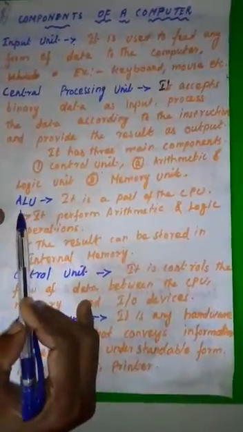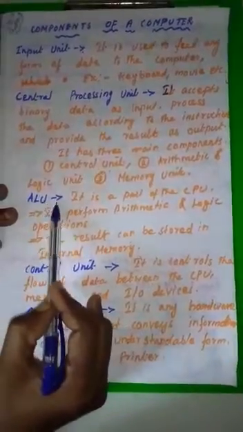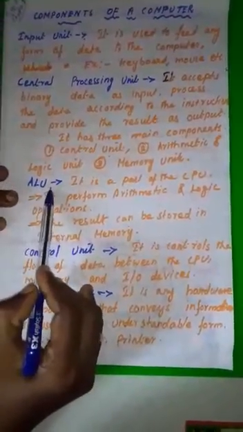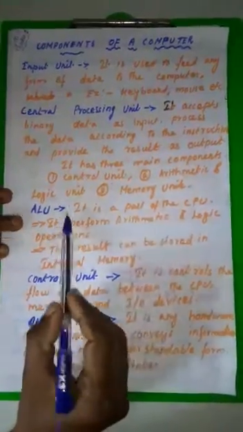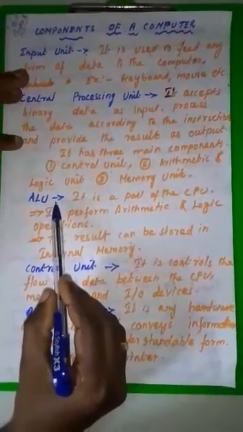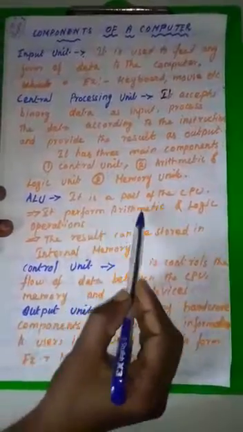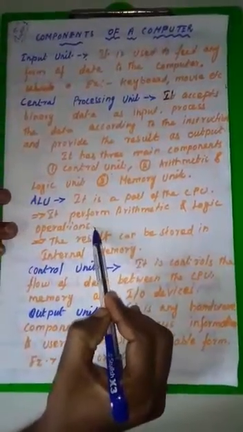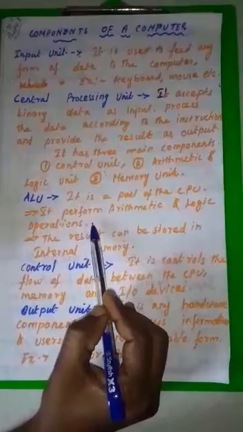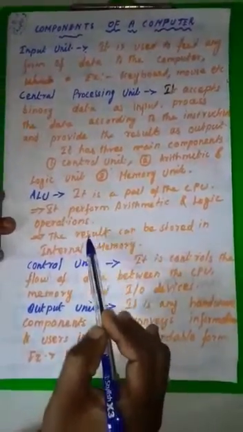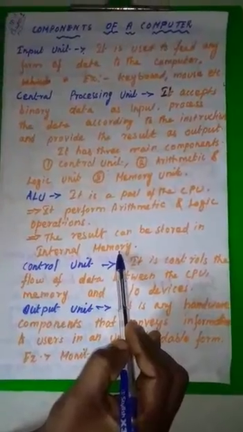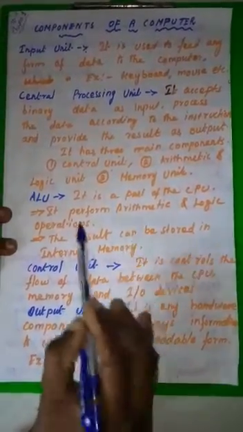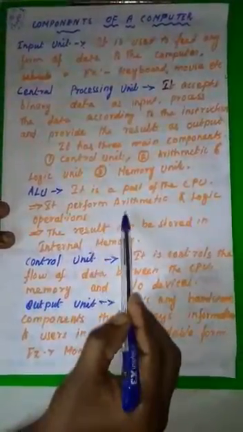First, ALU. ALU stands for arithmetic and logic unit. ALU is one part of the CPU. It performs arithmetic and logic operations. The result can be stored in internal memory.